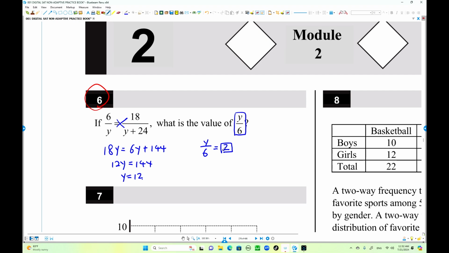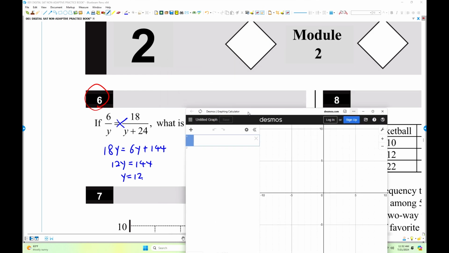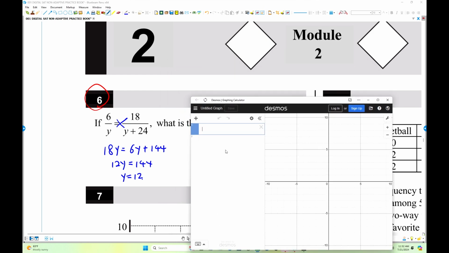Because we have only one equation with one variable, definitely we can use the graph. I'll show you. This is DESMOS. Just write this equation in this blank: 6 over y equals 18 over y plus 24.